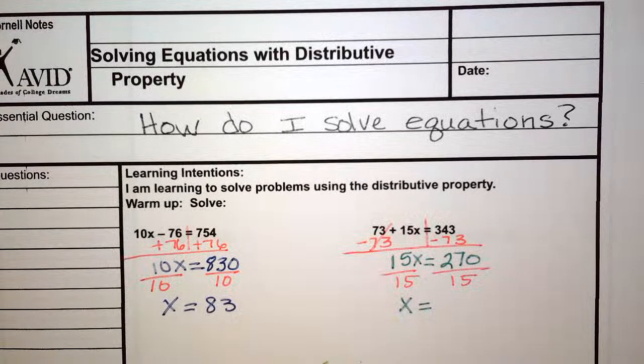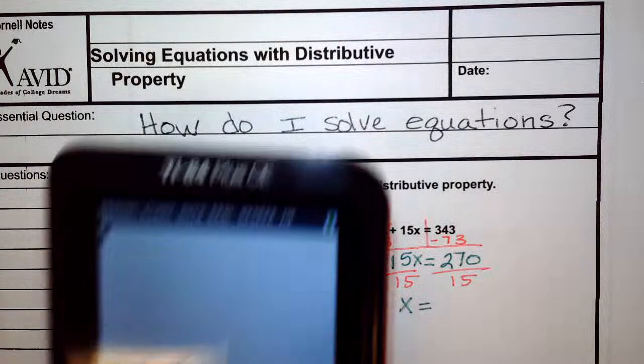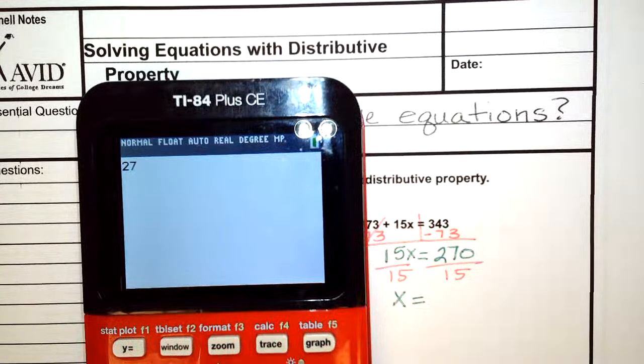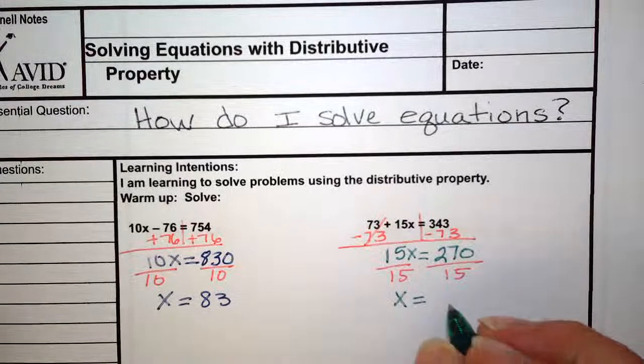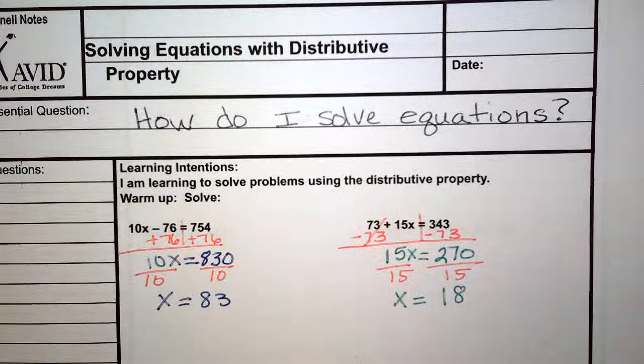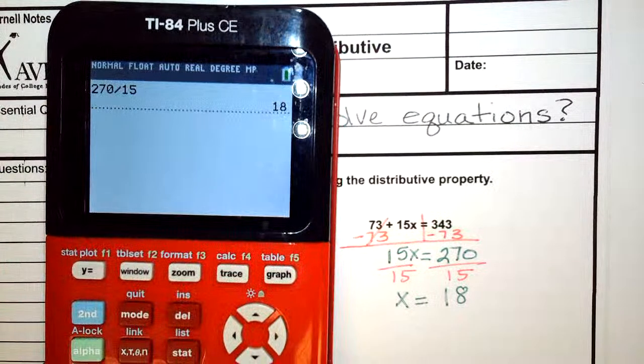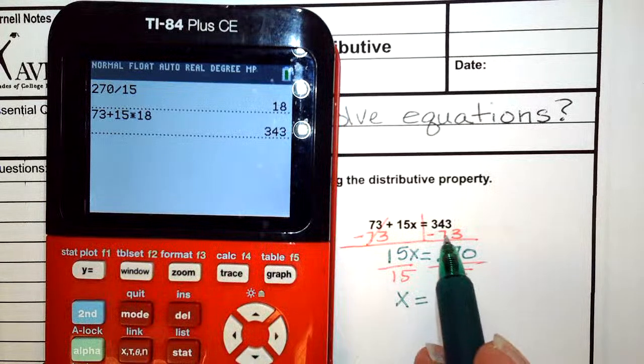Okay, normally we would do this by hand, but to save a little bit of time, we're going to start using our calculator more. So 270 divided by 15 gives me 18. X is equal to 18. If I want to check my answer, I substitute 18 back in for x. 73 plus 15 times 18, I get 343, which is the correct answer.